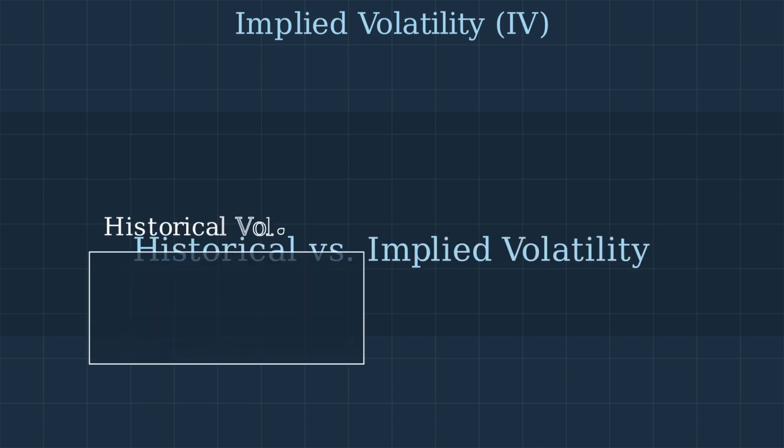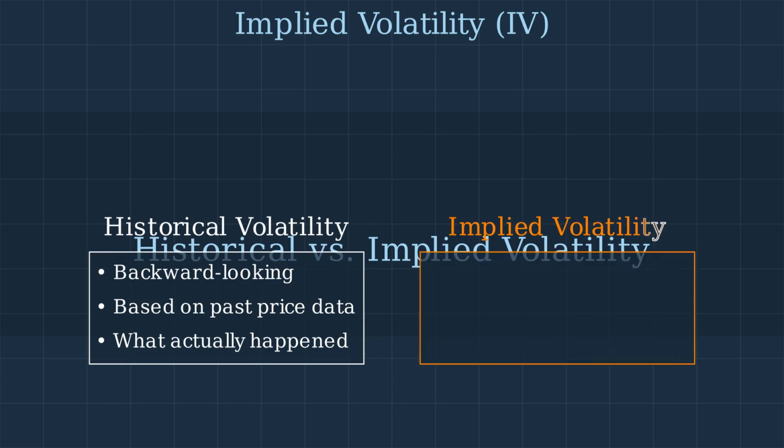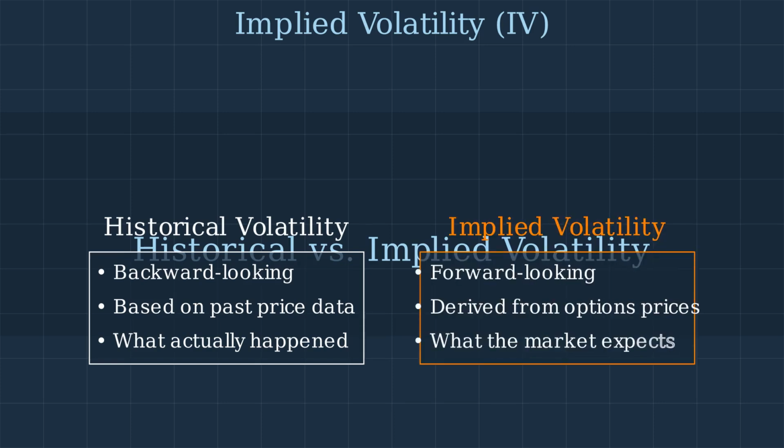To understand implied volatility, we first need to distinguish it from historical volatility. Historical volatility looks backward, measuring actual price movements that have already occurred. In contrast, implied volatility is forward-looking. It's extracted from current options prices and represents what the market expects to happen in the future.